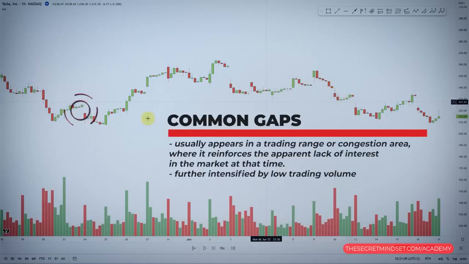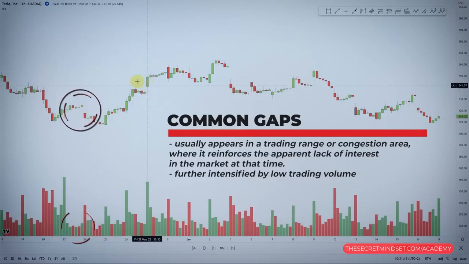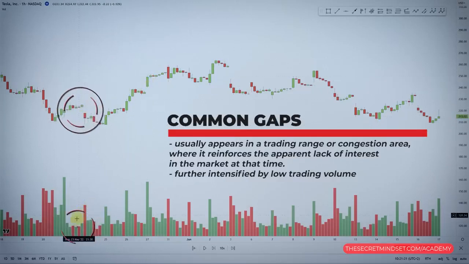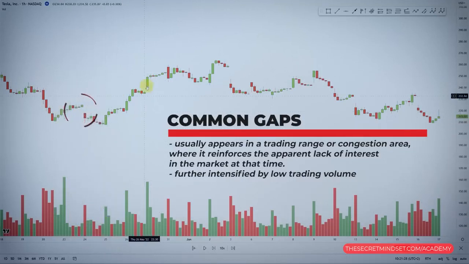A common gap usually appears in a trading range or a congestion area, where it reinforces the apparent lack of interest in the market at that time. This is often further intensified by low trading volume. Because common gaps are relatively small, normal, and somewhat regular events in the price action, they tend to provide no real analytical insight.